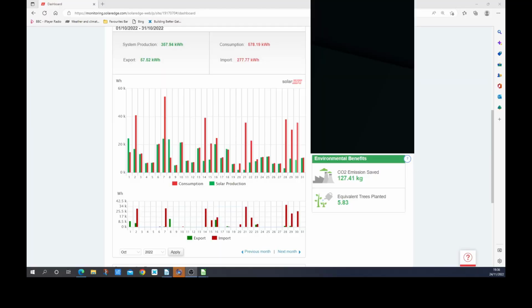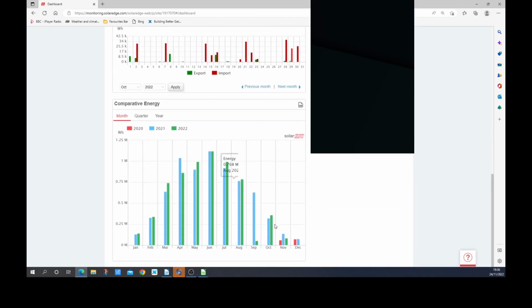So how well did the solar panels actually do for the month of October? So October was an excellent month. We generated 357 kilowatt hours of electricity. And if we compare that to last year, we generated 322 kilowatt hours of electricity for October, and we beat the generation for both years representing February.